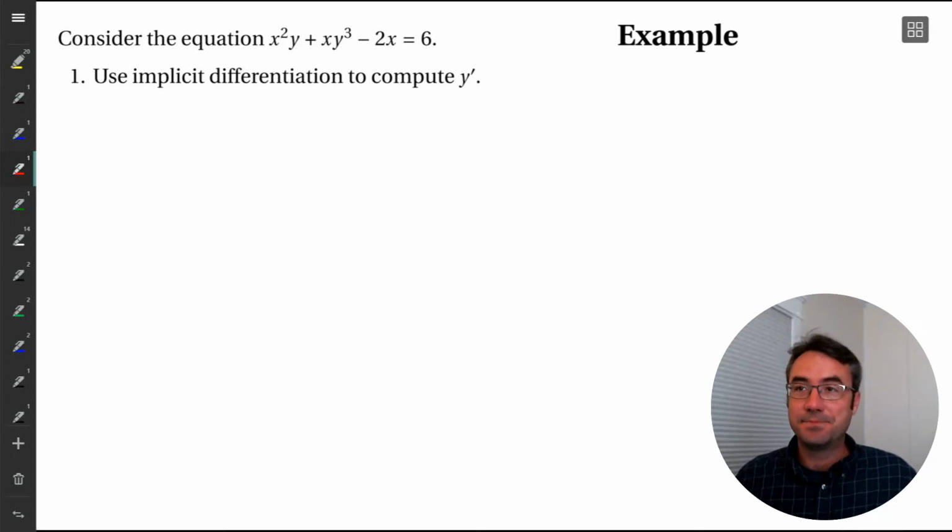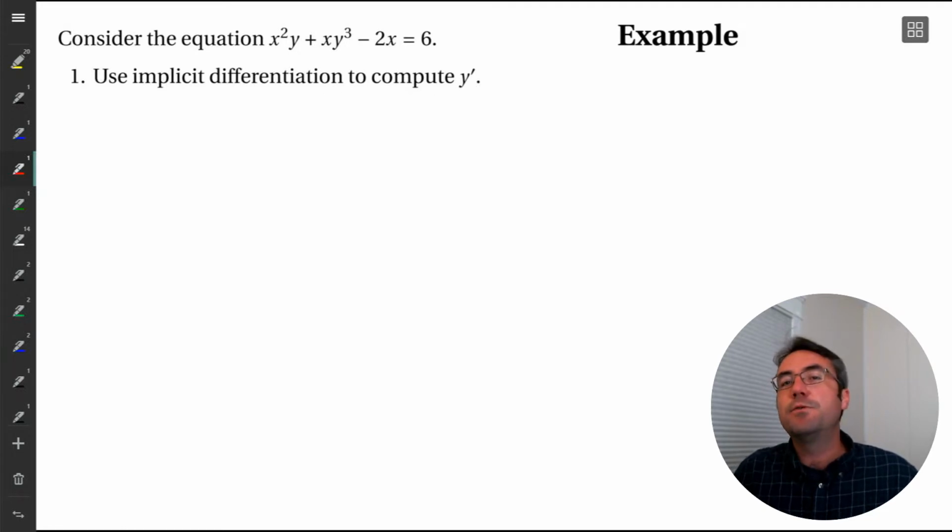Let's try another one. So here we have the equation x squared times y plus x times y cubed minus 2x equal to 6. And it's a perfectly good equation involving two variables, x and y. But now we want to use implicit differentiation to actually calculate the derivative y prime.